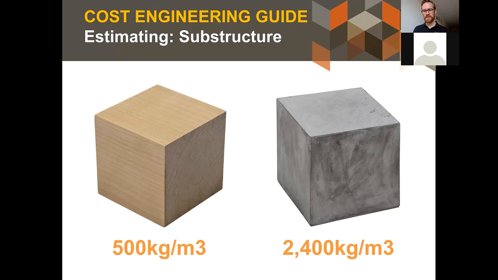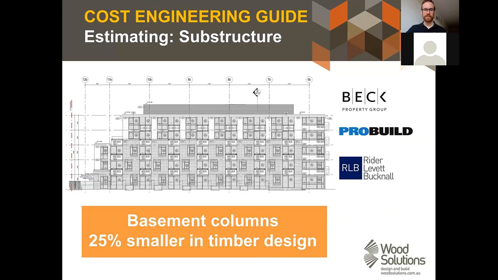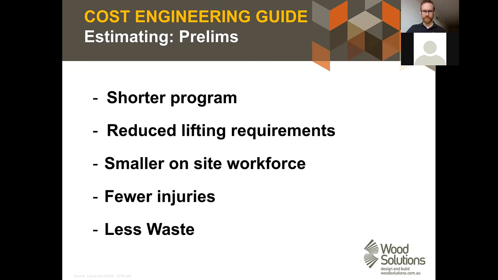If you have two designs and the timber option has the same footings, then there's a question mark there because it should be smaller. This is actually a good example of that, where we were looking at a case study again with Wright Levitt Bucknell, Beck Property Group and ProBuild. We looked at this existing concrete building, which we redesigned in timber again, and we found that the basement columns typically were about 25% smaller with the timber building. So it's the columns, but then also the footings as well. And 25% of those costs is a lot of money and a lot of time in excavation and installation of rebar. So it's well worth keeping in mind.